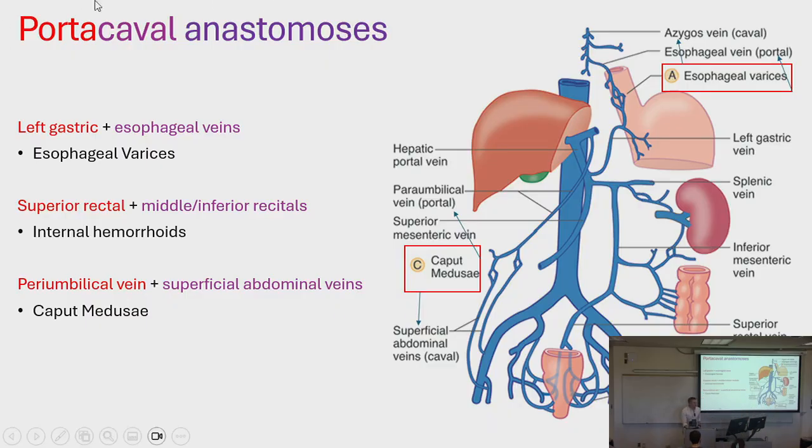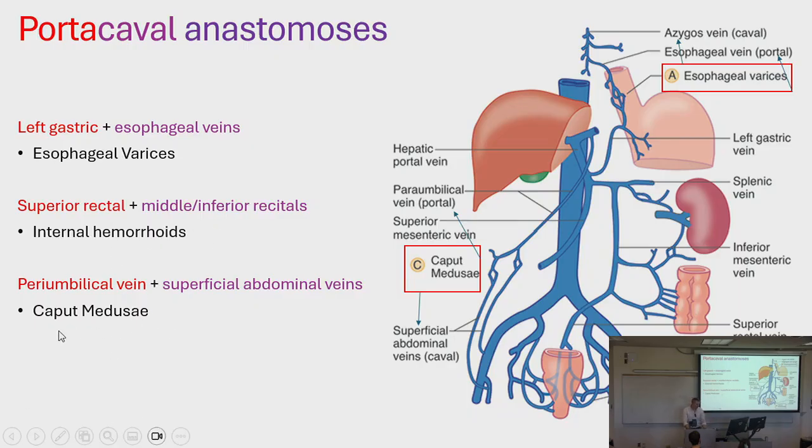The superior rectal connects with the middle and inferior rectal, so this is caval, this is portal. That can cause internal hemorrhoids because it's the superior rectal. Y'all will talk about this more in the next exam, but there's a major difference between internal hemorrhoids and external hemorrhoids, so superior and inferior. And the superior ones can often be caused by portal hypertension, amongst other things.